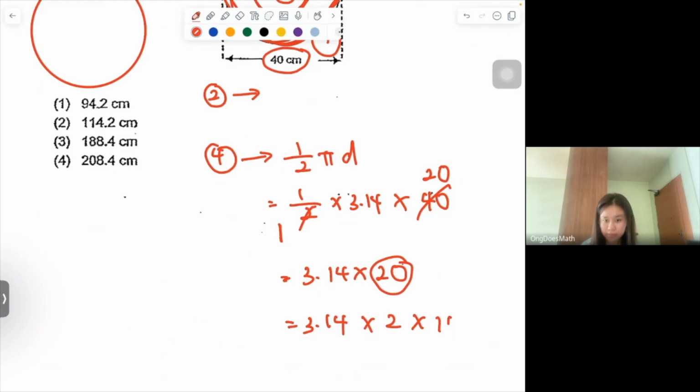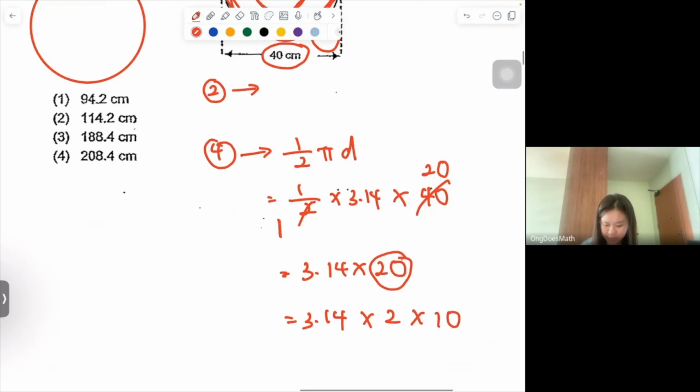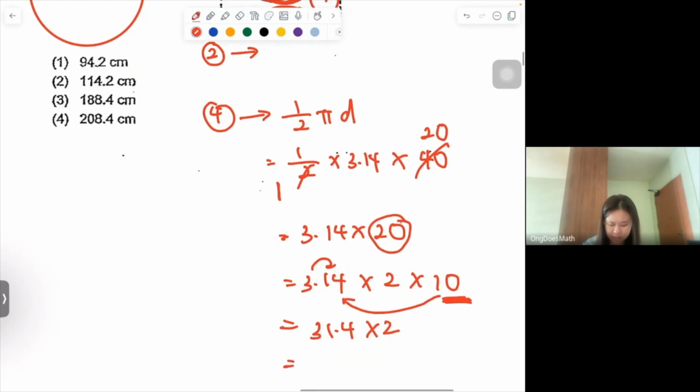They are the same thing. So now, to bring in the 10, we'll just move the decimal point to the right by 1 time because there's only 1 zero. So if you move it here, you get 31.4 times 2. So now this is much easier, right? So what's 31.4 times 2? The decimal point will be kept because you are multiplying it by a 1 digit number.